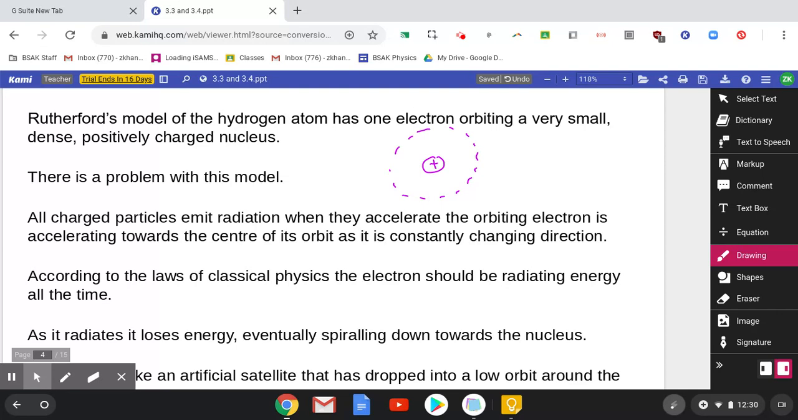Because in classical physics, electrons are negative and the center is positive, so there should be a force of attraction. And any electron that is moving in a circular path is continuously changing direction, so it's changing its velocity, therefore it's accelerating. So it's accelerating when it's in orbit, and any charged object that is accelerating in classical physics emits radiation. So all charged particles emit radiation when they accelerate.